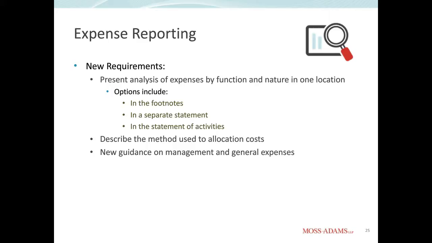Your natural classifications are expenses such as salaries, rent, electricity, supplies, and interest expense. So it's taking those expenses and moving them into a functional classification that shows how much of those salaries, how much of the rent is related to program services and how much is related to supporting services.